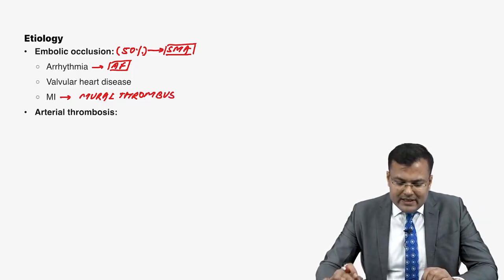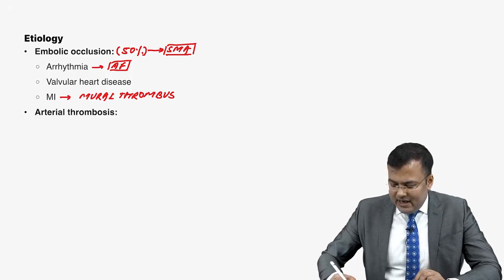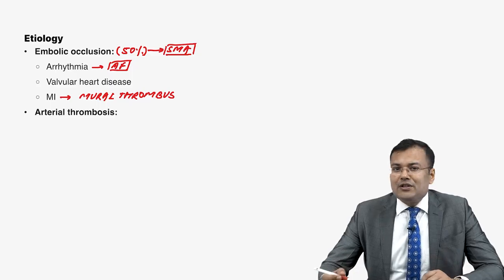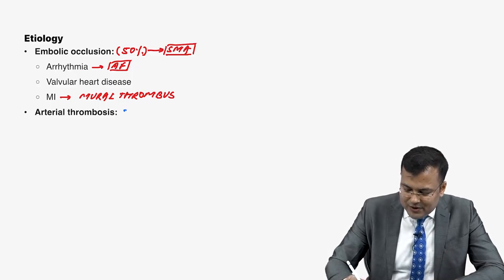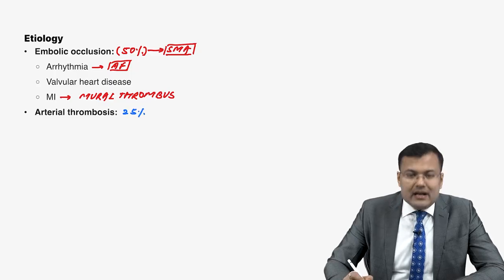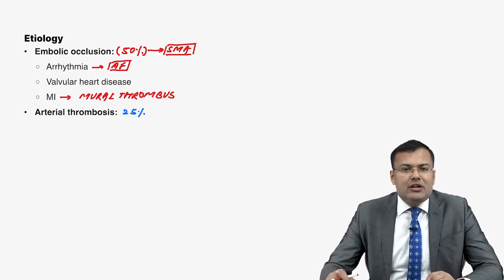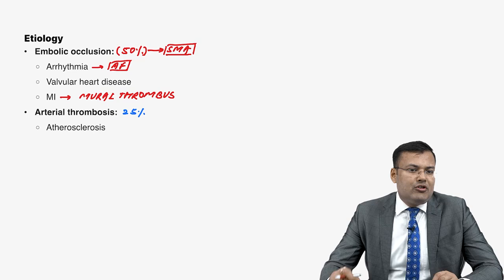Second cause is arterial thrombosis, and arterial thrombosis is responsible for 25% cases of acute mesenteric ischemia. How much? 25%. And guys, can you tell me what is the most common cause of arterial thrombosis? Yes, atherosclerosis. So it is caused by atherosclerosis.